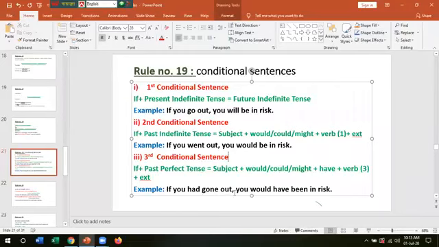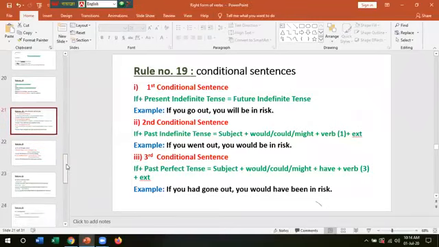Okay, if you had gone out, if plus past perfect tense, you know the structure of past perfect tense is subject plus had plus past participle form of verb. So if you had gone out, this is past perfect tense, then we have used subject you and would and have past participle form of verb, that is been in risk. So conditional sentence is very important, and we have done it just now.